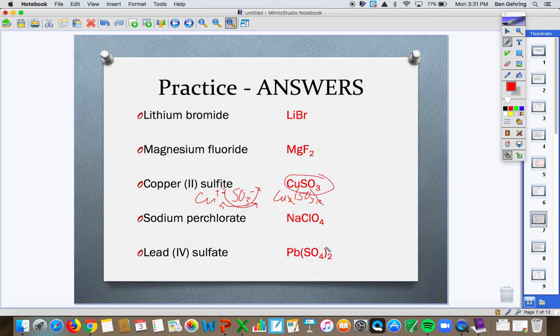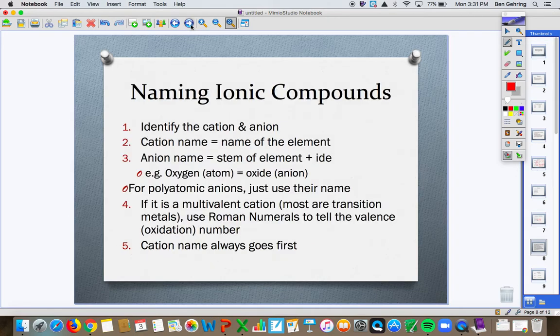Same thing here. Lead 4 sulfate should have been Pb2(SO4)4. I divided both by 2 and got PbSO4 2. We'll do more practice with that, but that is what we're looking at there. All right, so that's writing formulas. Now we're going to name them.